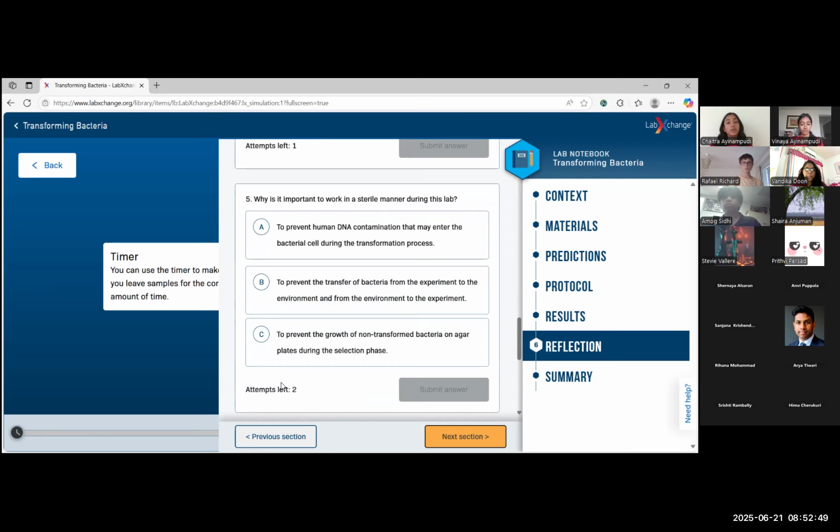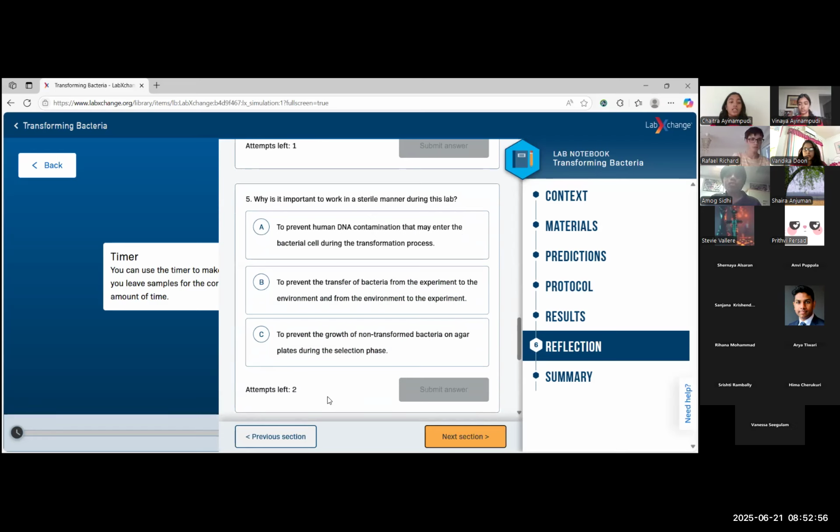Why is it important to work in a sterile matter during this lab? So this means, why is it important to work in very clean conditions with each step? And we had to constantly remove our tips to remove the chances of cross-contamination.